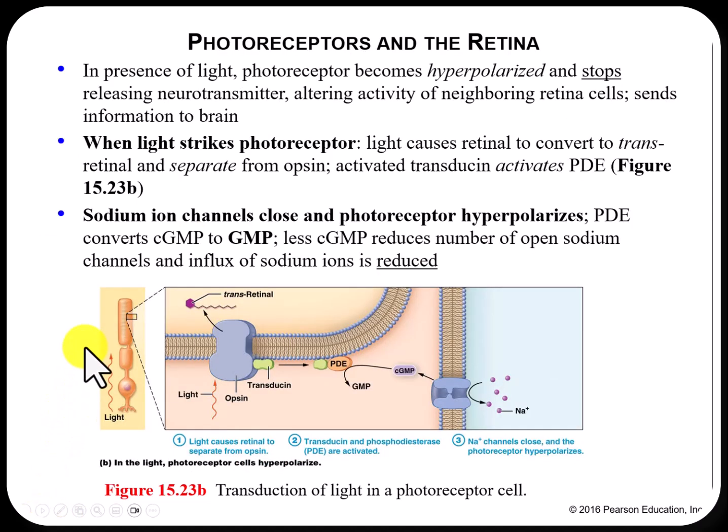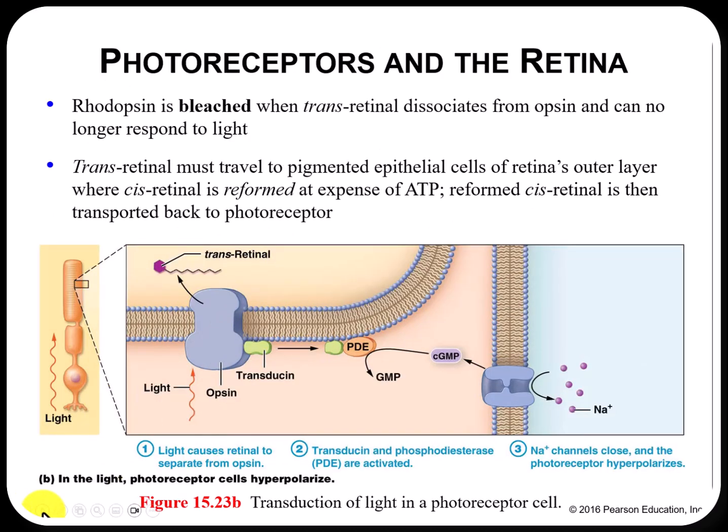Now, when light strikes, it causes the cis-retinal to convert into trans-retinal. This causes it to dissociate from the opsin, and the secondary messenger, the metabotropic signal, now closes the ion gate. And now that the ion gate is closed, it hyperpolarizes. The closing by that secondary messenger signal stops the sodium from flowing in and causes the disc to hyperpolarize.